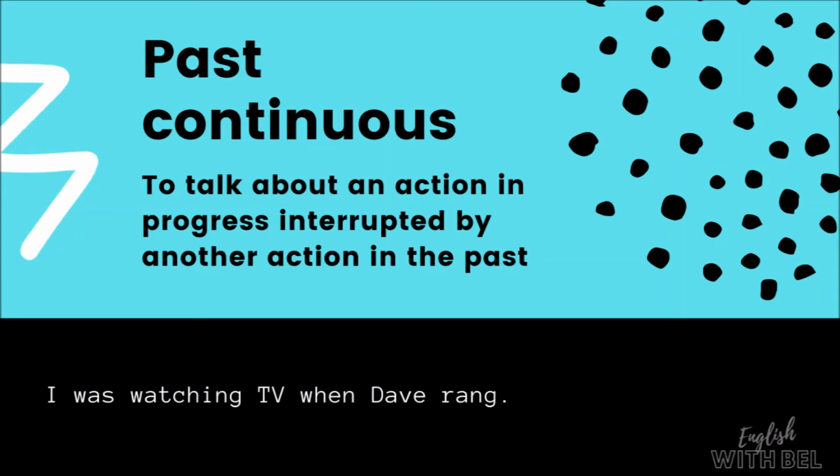We also use the past continuous to talk about an action in progress interrupted by another action in the past. For example, I was watching TV when Dave rang. In this case, I was watching TV is the action in progress which was interrupted by the phone call.